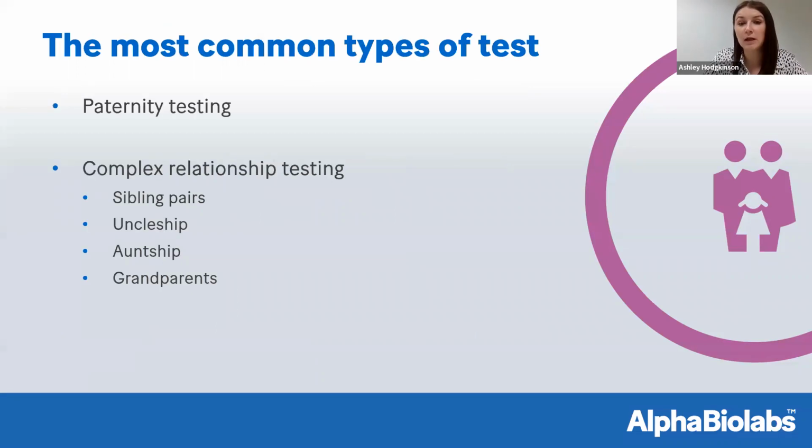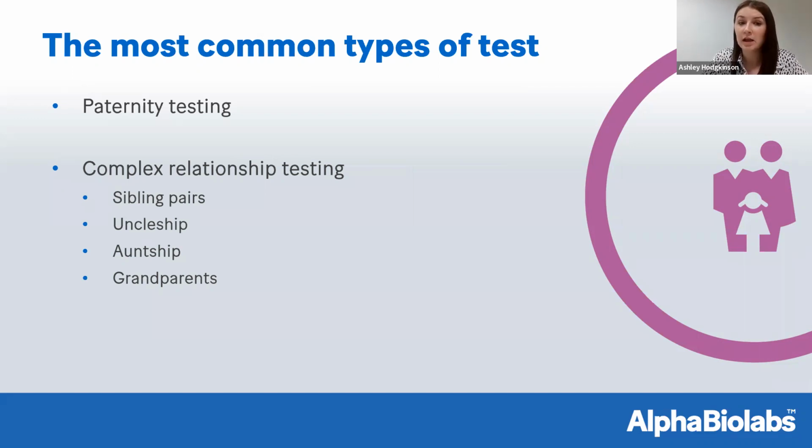I'm going to start off by talking about the most common test that we are asked for here, and that is paternity testing. And then we'll move on to complex relationship testing. Complex relationship testing is used when the immediate person with whom you're trying to establish a relationship is not available.